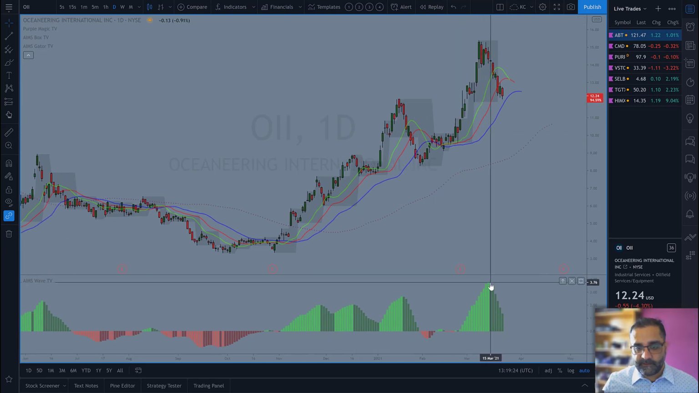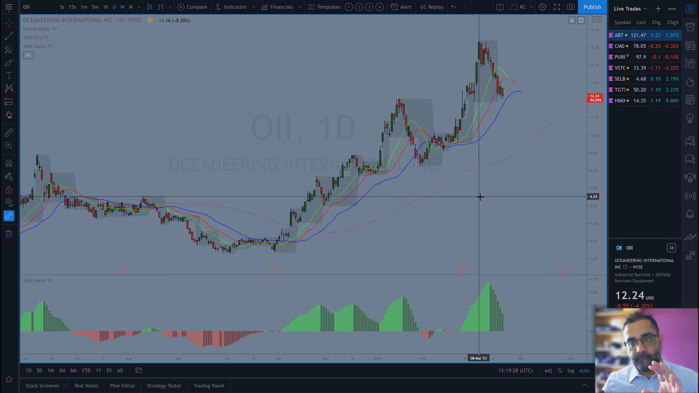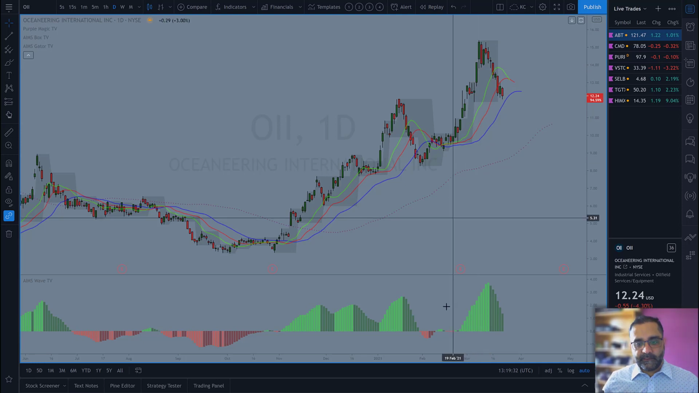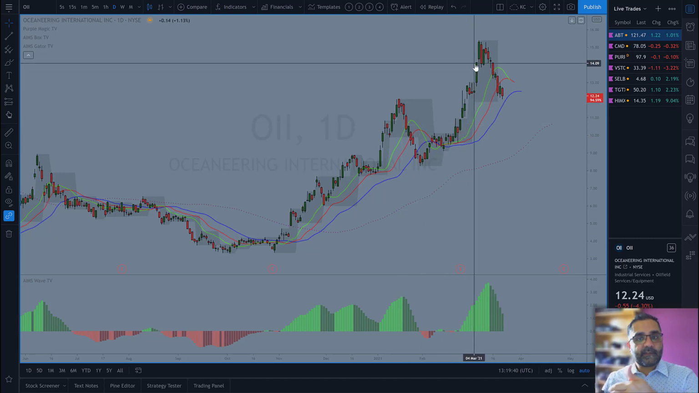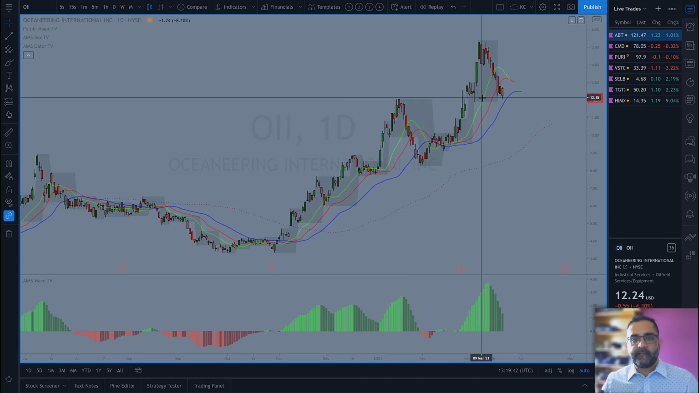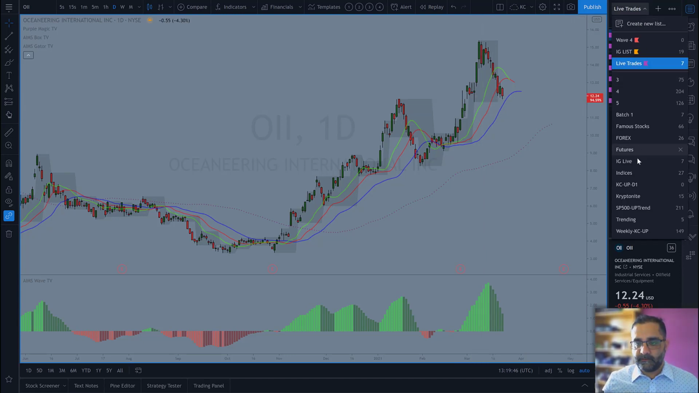So if it's turned into a new 3, what I would do is move it from my watch list, which is the wave 4, to a wave 3. The reason it's a new 3 is because this peak is now bigger than this peak. What I thought was a wave 5 has turned into a wave 3. So now I can move it to another watch list called wave 3.